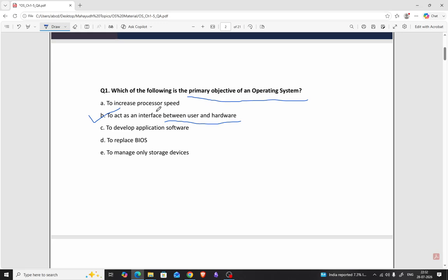CPU won't increase the processor speed, and application software is developed by programmers. BIOS is used to start the system; the OS loads afterwards only, so this won't become an option. To manage only storage devices: the OS manages all resources, not just storage.